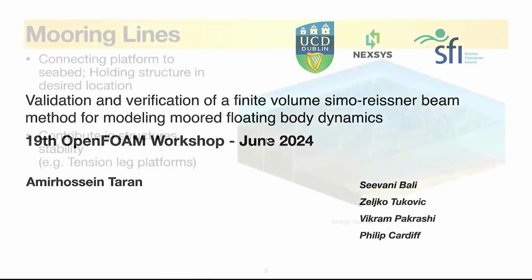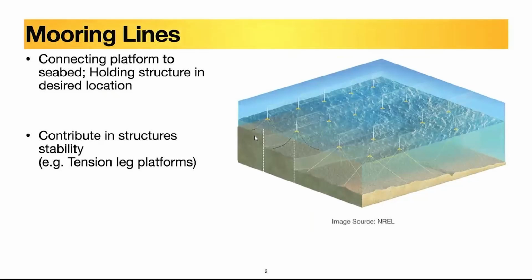In order to start, I would like to begin with the definition of the mooring lines. As you see in this picture from NREL, you can see a wind farm. There are some lines attached to each wind turbine. The two main reasons for using mooring lines are, first, we should connect these platforms to the seabed, in other words, hold them in the position that we want in order to form the wind farm. And the second is that we can also contribute to their stability.